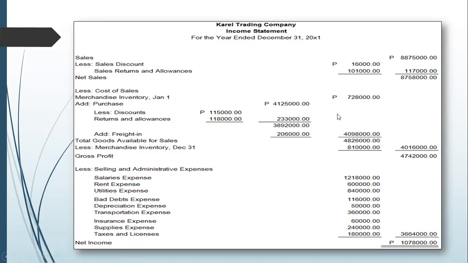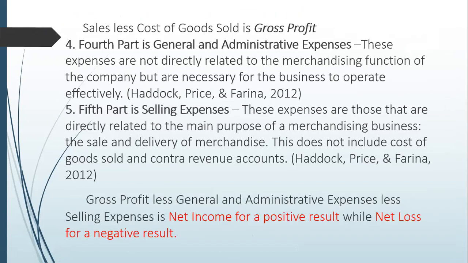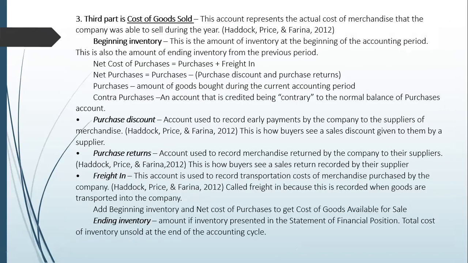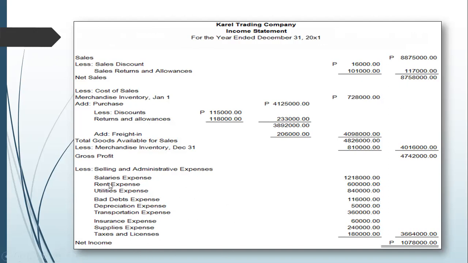Okay, sorry. So, etong merchandise inventory po natin as of January 1, so, yung merchandise inventory po na nagkakahalaga ng 728,000, i-add po natin sa total goods available for sales. Yan. So, yung 4,098,000 plus 728,000. So, a total of 4,826,000. So, yan po ang ating total goods available for sales. So, yan po yung ating third part. So, next is yung fourth part is yung general and administrative expenses. So, ito siya. General and administrative expense.